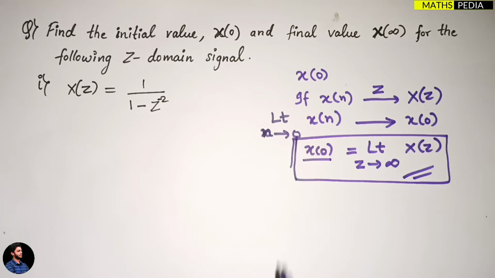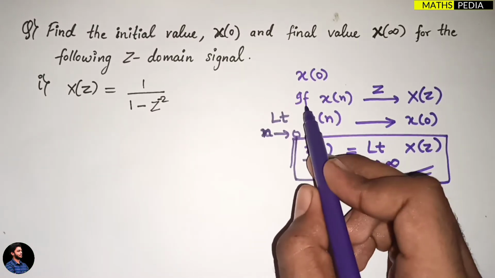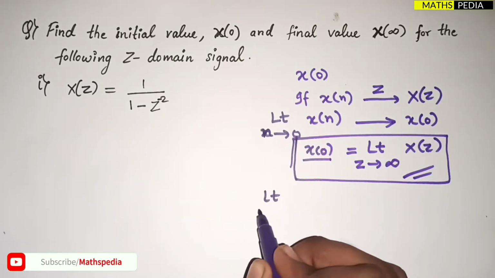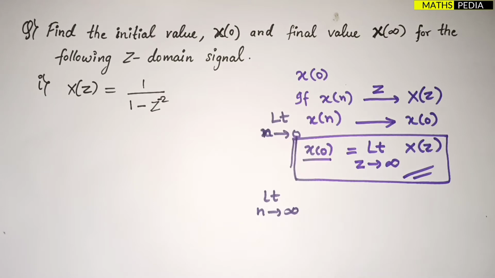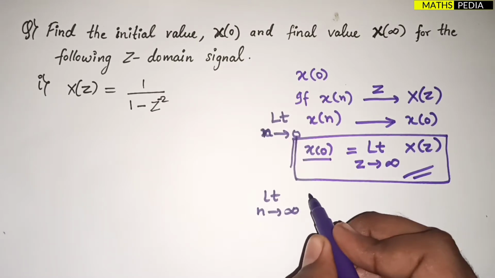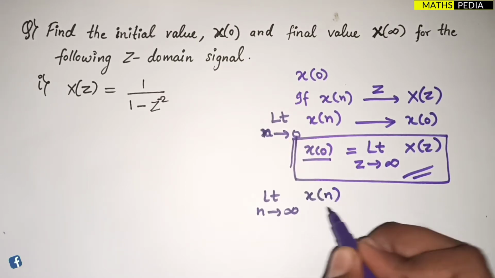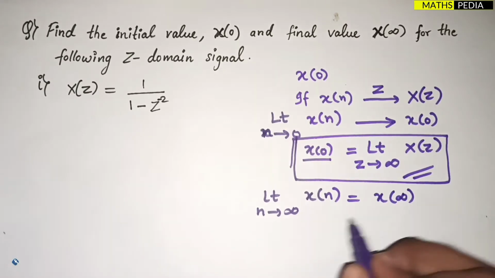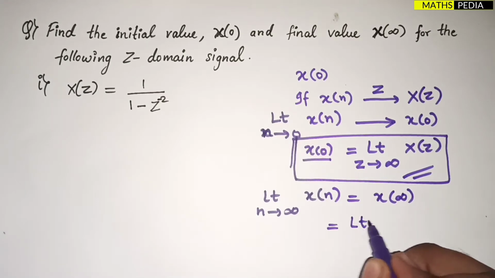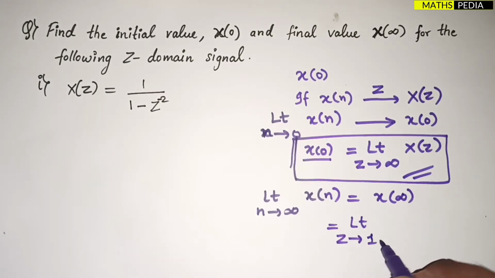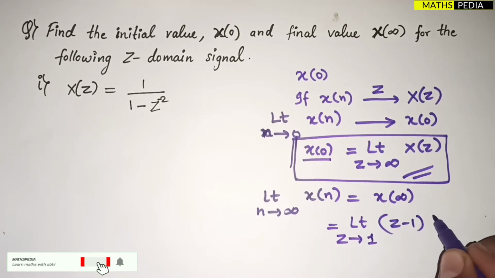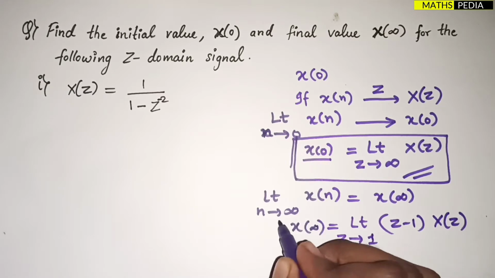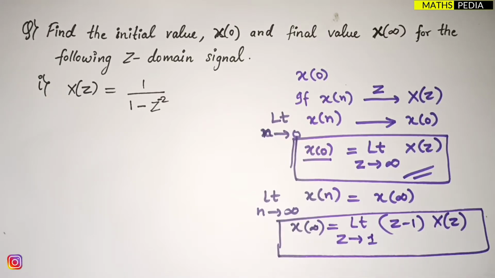Now going further, let us see the final value theorem. Again, if x of n's z transform is X of z, then this time I apply limit n tends to infinity to x of n, and that will be equal to x of infinity. Which will be equal to limit z tends to 1, z minus 1 into X of z. So this is nothing but the final value theorem.